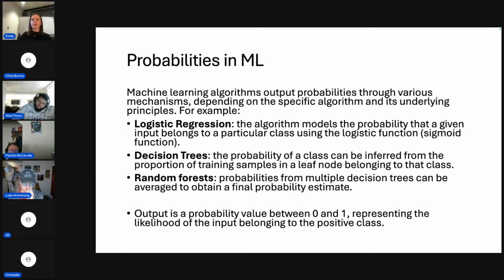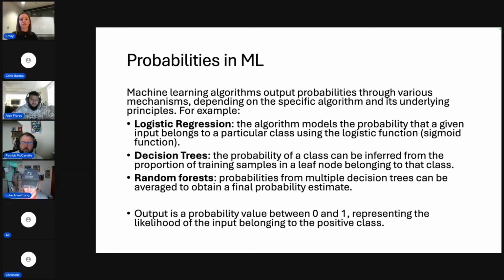In machine learning, our algorithms, the models that we learned about in the last class, output probabilities depending on the specific algorithm that's implemented. As we looked at logistic regression, that gives us a probability of belonging to a particular class. We know that it does that through the sigmoid function that takes our negative z and squishes it. We looked at last class how the sigmoid function constrains that output between 0 and 1, and we interpret that as a probability.